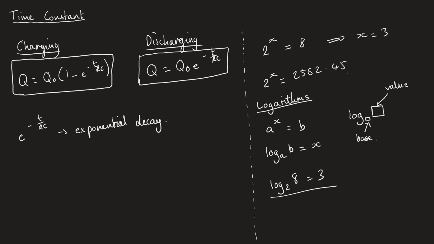Now this works for any base, but actually we have in maths some special numbers, and one of them would be pi. So pi is an irrational number that shows the relationship between the circumference of a circle and its diameter. But another one of those is e, and that's this e here.